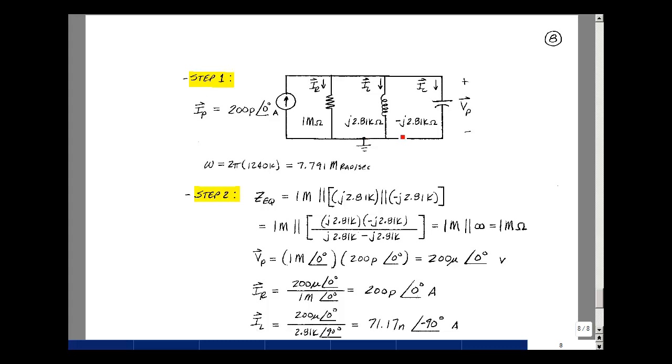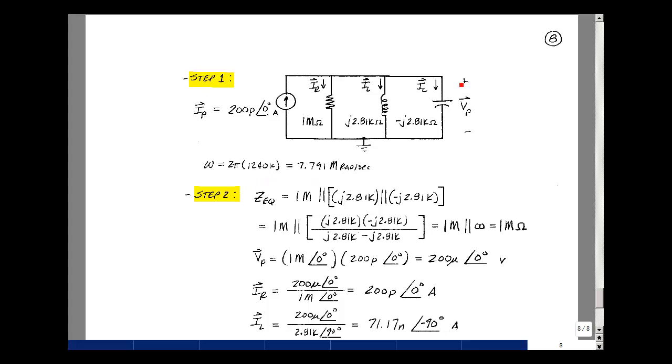For the impedance of the capacitor, it's minus j over omega C, again using 2 pi times 1240k, and then times the value of C, which is 45.76 picofarads. I get a minus j 2.81k. Again, our frequency is 2 pi times the value in hertz, and that's 7.791 megaradians per second.